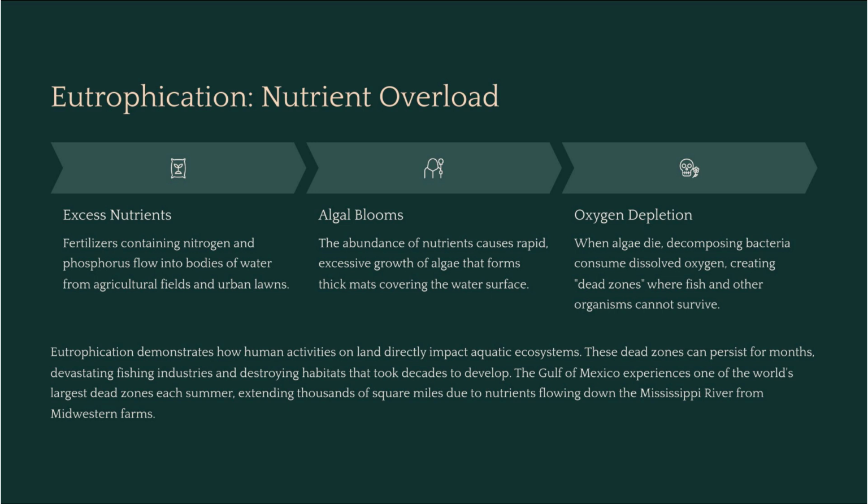Imagine pouring plant food into a lake. These nutrients cause an immediate explosion of aquatic plants and algae, called an algal bloom. When these huge populations of algae die, bacteria feed on them, consuming all the dissolved oxygen in the water. This creates dead zones where no fish or other oxygen-breathing organisms can survive.